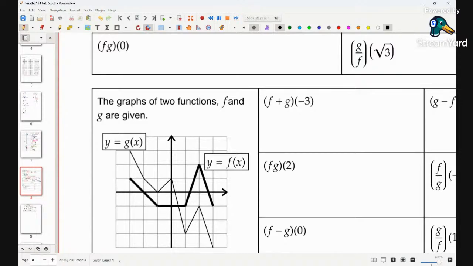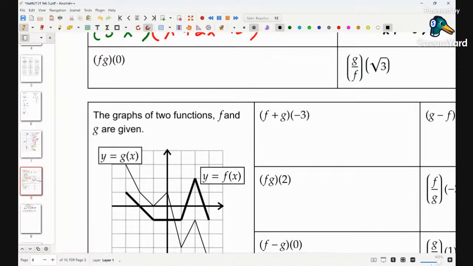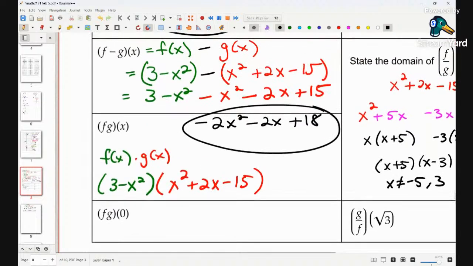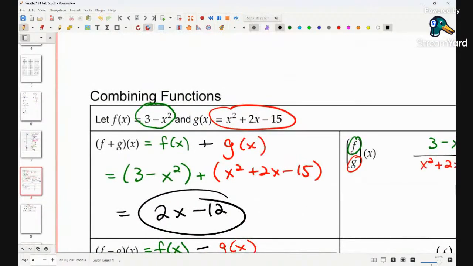F times G of 0. There's 2 ways to answer that question. Let's do the easiest one. Sub in 0 back at the beginning. What's the answer? 3. Cool. See how easy that was? Sub in 0 into G. Multiply 3 times -15. -45. That's it.